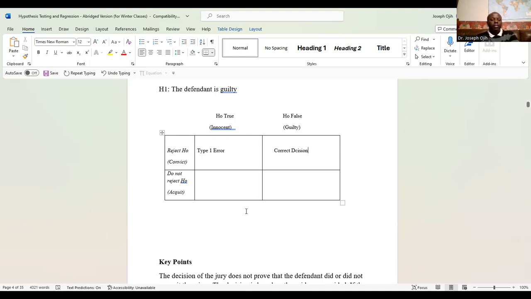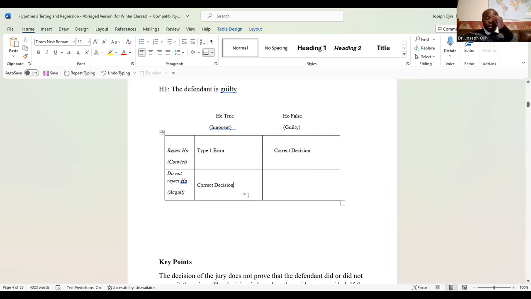So if H0 is true, that means the defendant is innocent, and we do not reject H0. That means we acquit. That means we made a correct decision. Okay, I write correct decision here.